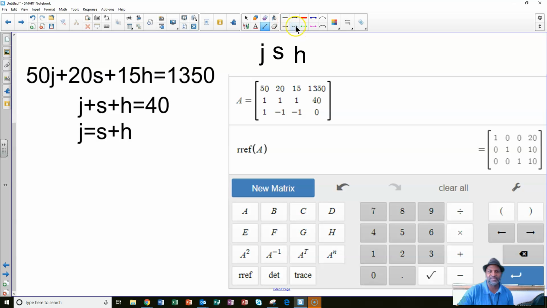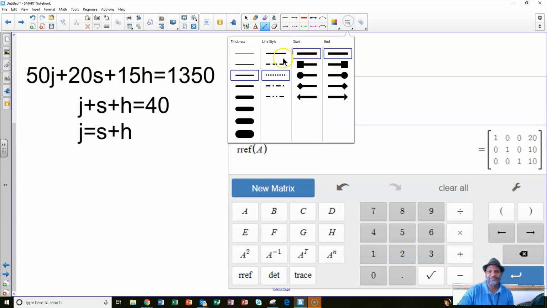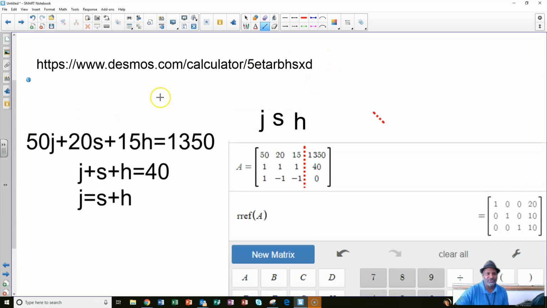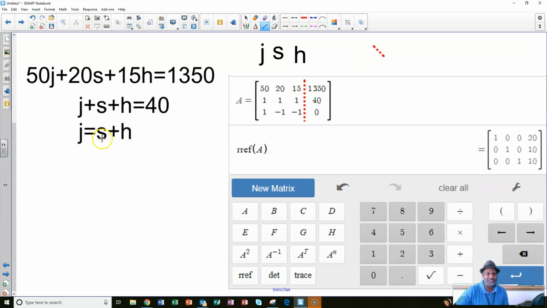Not argumented. Nobody's fussing at anybody, it's just a wrong choice of words. So there. Alright, just so that you can see. 1J, 1S, 1H equals 40. You see that? And because we rewrote that third equation as J minus S minus H, then this is J minus S minus H. Alright, press enter and then click the RREF command here.